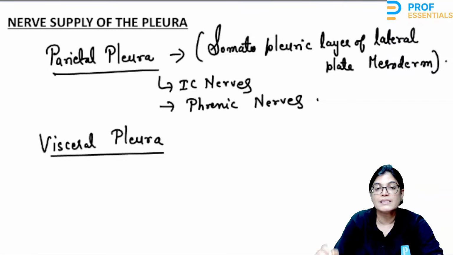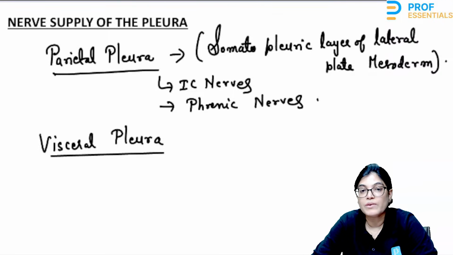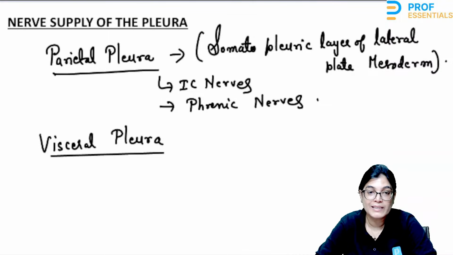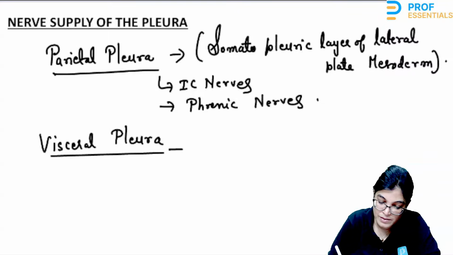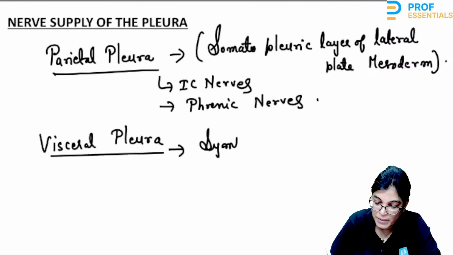So mainly the mediastinal pleura and the central part of the diaphragmatic pleura will be supplied by the phrenic nerve, and the costal and peripheral part of the diaphragmatic pleura will be from the intercostal nerves. It will be somatic nerves and it will be pain sensitive. Okay, the visceral pleura will have innervation same as the lung. So basically it will have both sympathetic and parasympathetic.